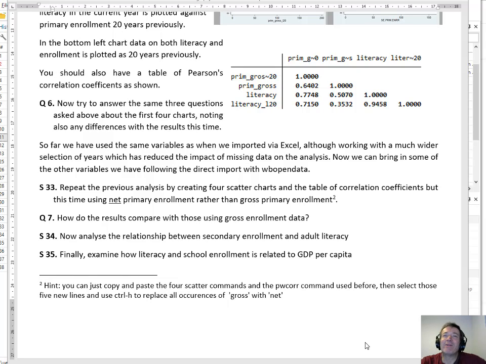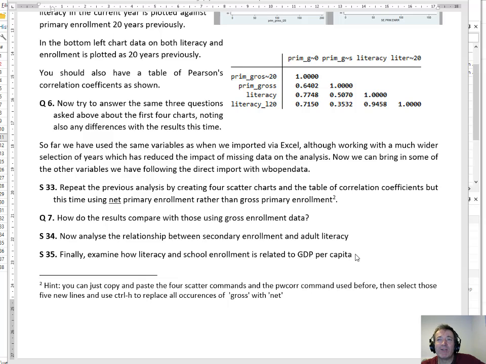Hello and welcome to the final part of QED Stata 3, where we're going to look at this last part, S35, trying to see if there's any relationship between literacy, school enrolment and GDP per capita. So there's lots of ways you could tackle this.